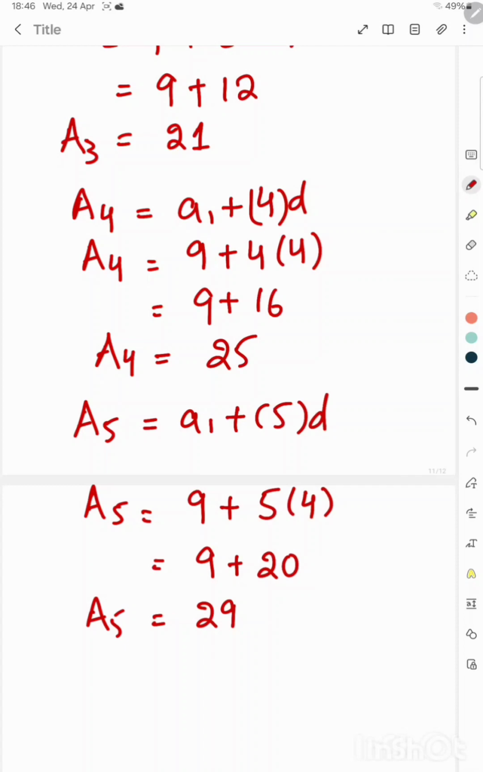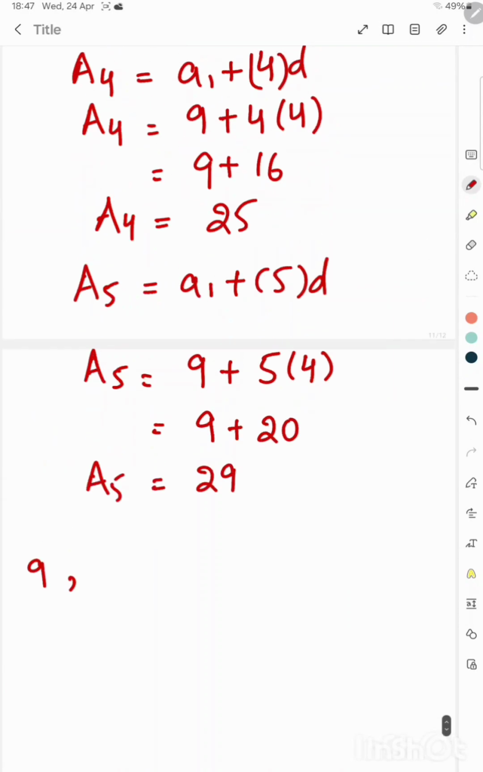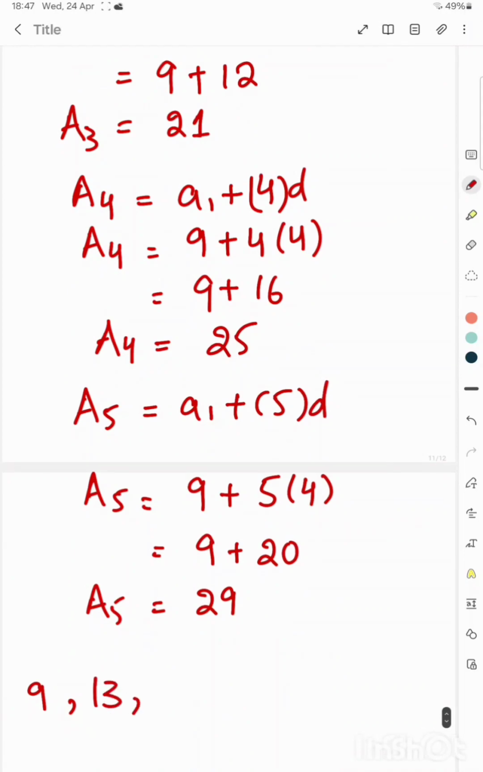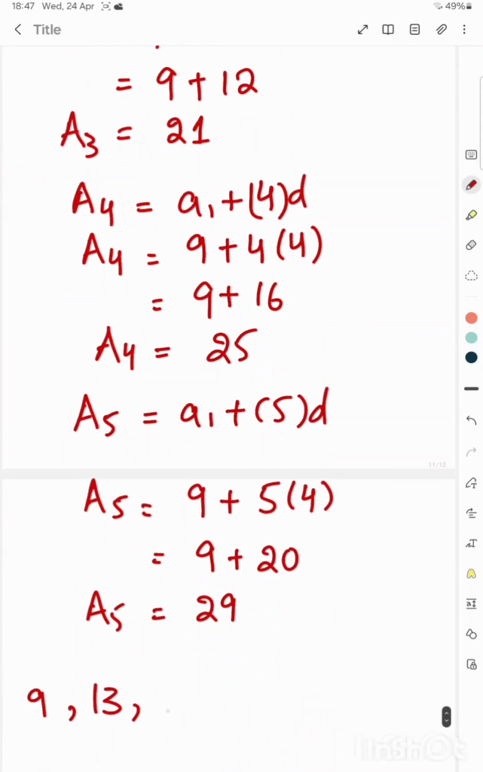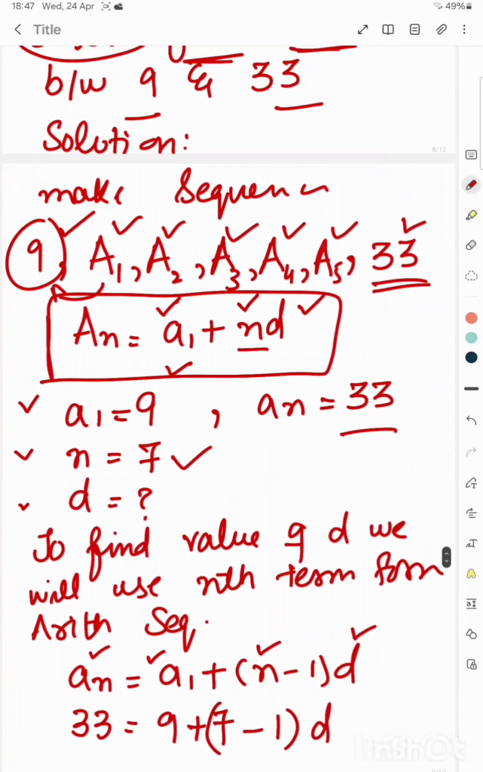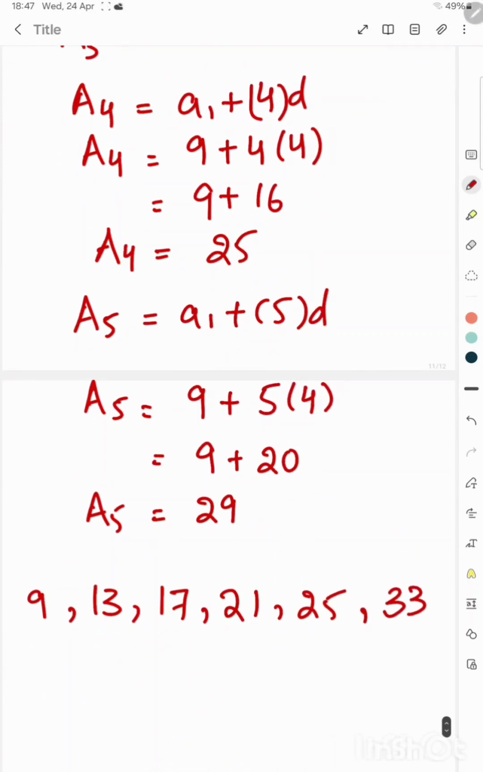So we have inserted 5 arithmetic means between the values. The first term was 9, and the first arithmetic mean is 13, a2 is equal to 17, a3 is equal to 21, a4 is equal to 25, and the last term of the sequence was 33. Okay, so this is our final answer.